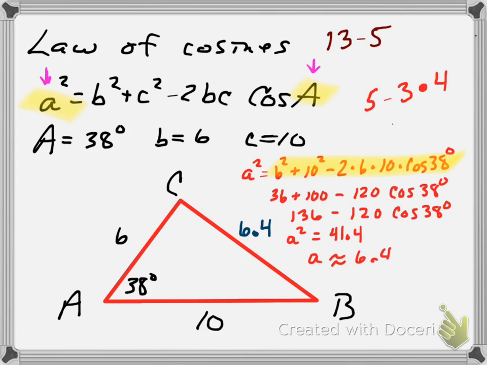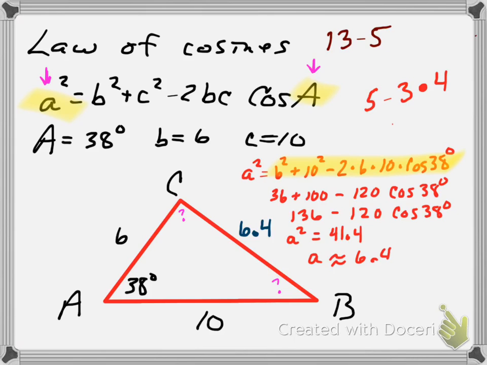At this point, I have enough information to use the law of sines. You should never have to use the law of cosines more than once in a problem, because what it does is it gives you enough information so now we can use the law of sines. We now have two things left to find: angle B and angle C.